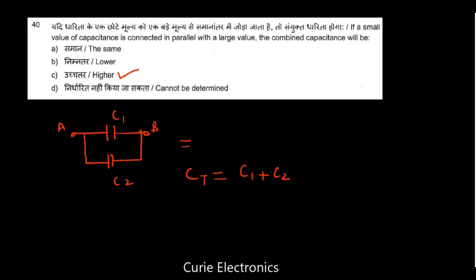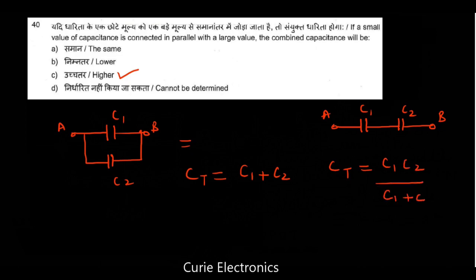Similarly, if you connect two capacitors in series, what happens? What is the equivalent capacitance? C1, C2. Then CT between A and B equals C1 times C2 upon the sum of the two capacitors, C1 plus C2.